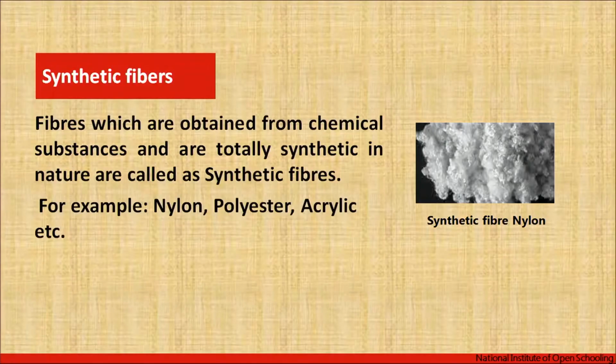Next, we come to the synthetic fibers. These are obtained from chemical substances and are synthetic in nature. These are made by using different chemical compositions in the lab with different spinning methods. We extrude them through spinnerets and make synthetic fibers. Examples of synthetic fibers are nylon, polyester, acrylic.